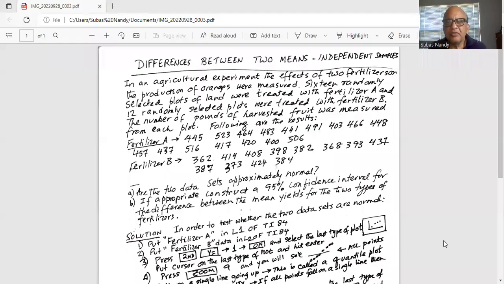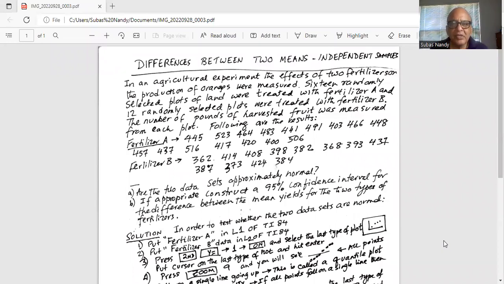This is Dr. Nandi. Today we are going to talk about inference on the difference of two means from independent samples. So, the difference between two means coming from independent samples. Let me share my computer screen with you. Difference between two means, independent samples.